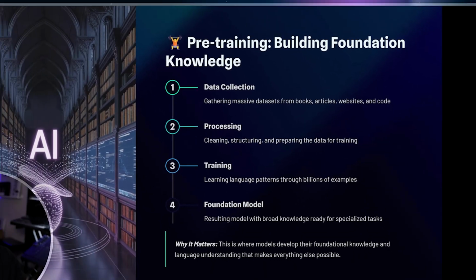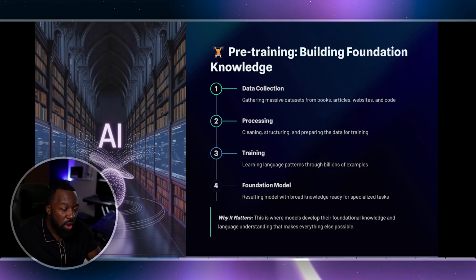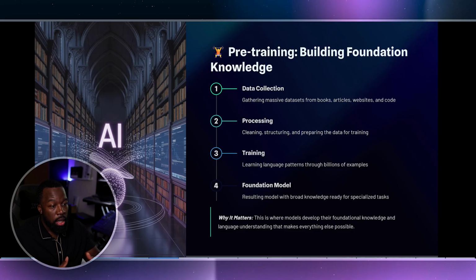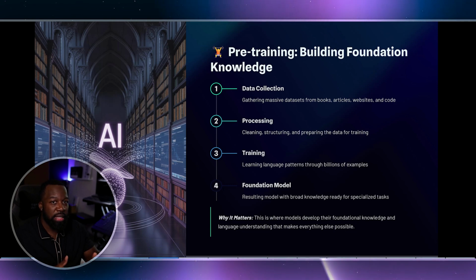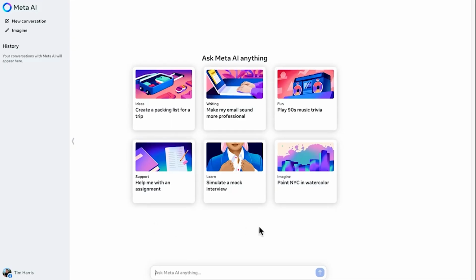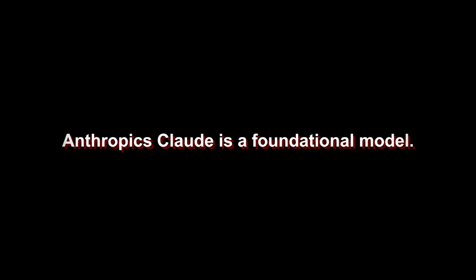That brings us to step 3, which is actually training. Once this data is fed to it, it starts to learn the language patterns through billions of examples that are being fed to it based on the data that we collected. Once this training is complete, you now end up with what we would call a foundational model, which means that the model has a broad set of knowledge and can still be used for specialized tasks at that point. When you hear ChatGPT, underneath there is OpenAI's foundational model. Meta's Llama is a foundational model. Anthropic's Claude is a foundational model.